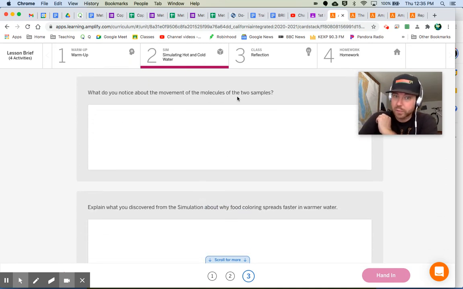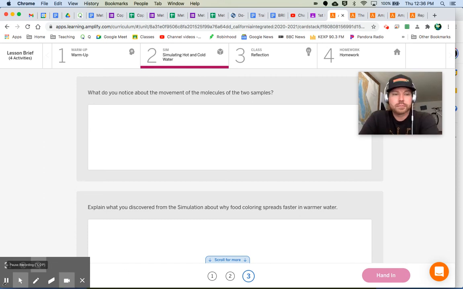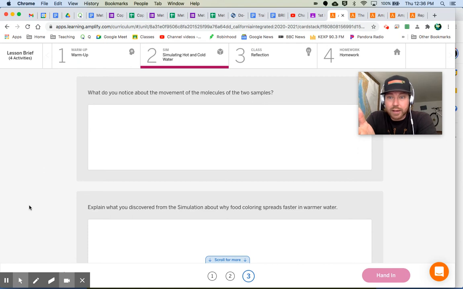What do you notice about the movement of the molecules of the 2 samples? And then explain what you discovered from the simulation about why food coloring spreads faster in warmer water. Take as long as you need to do that, then answer these questions and come back to me. All right. What did you put for these responses?